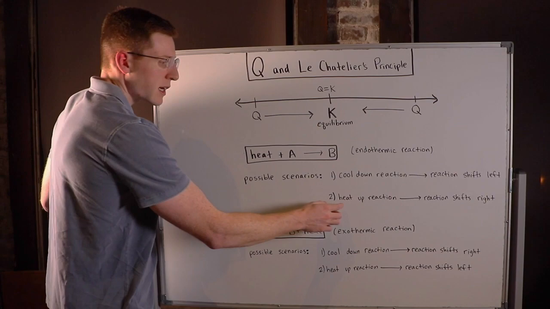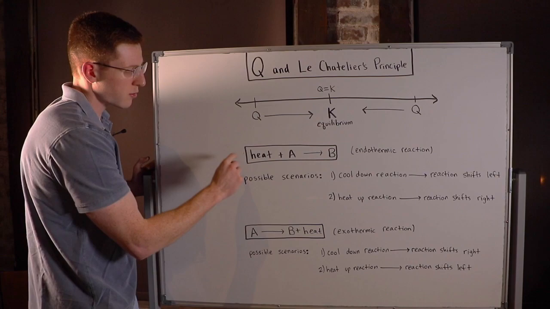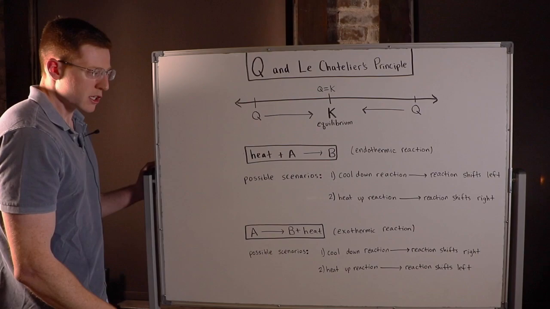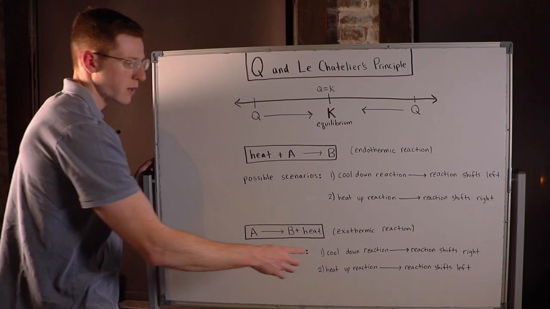In the second scenario, what if I heat up the reaction? What if I pour in extra heat? Well, the reactants are going to want to spill over to the products because of that extra water I poured in. So the reaction will shift to the right. Now let's look at an exothermic reaction. In an exothermic reaction, you can actually think about heat as being one of the products. Exothermic reactions give off heat.